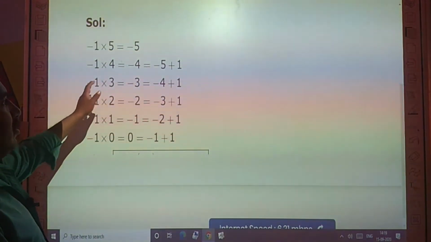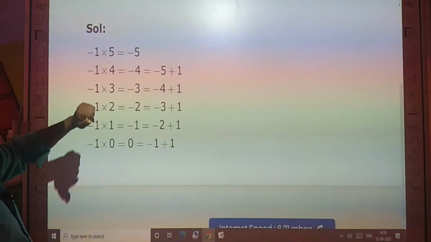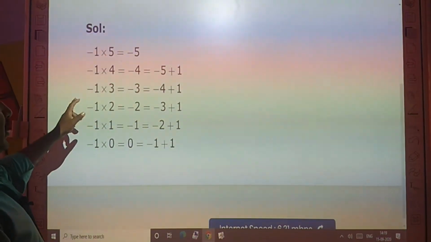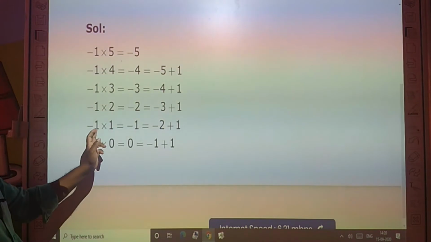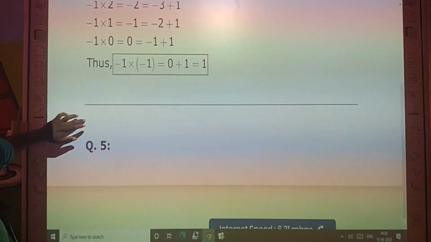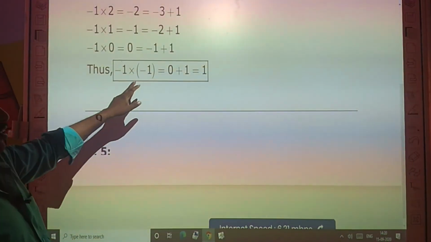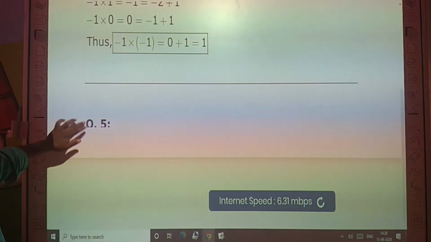So the values: the first one, minus into plus is equal to minus. Then the second one, minus into plus is equal to minus. Here also minus, here also minus. Then here 0. The final value is minus 1 into minus 1, which is 0 plus 1, equal to 1.